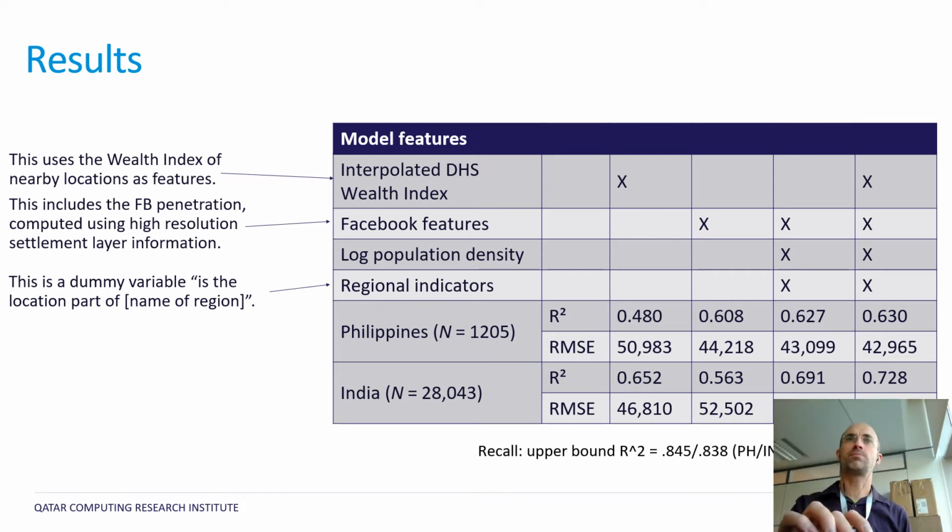If you use only Facebook features, nothing else, this improves on this quite a bit in the Philippines, but is actually worse than this trivial baseline in India. And then if you combine Facebook with some other indicators, including population density, you get something that improves on the baseline in all cases. If you further combine it with the baseline, you get marginally small additional improvements, although maybe in India the additional improvements are not so small.